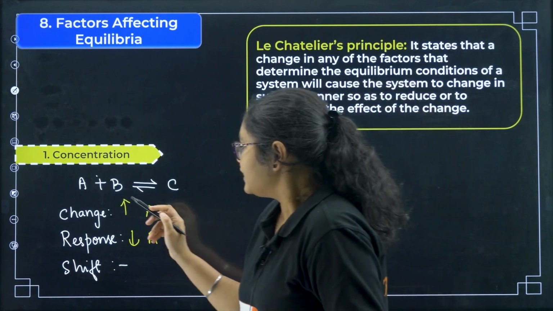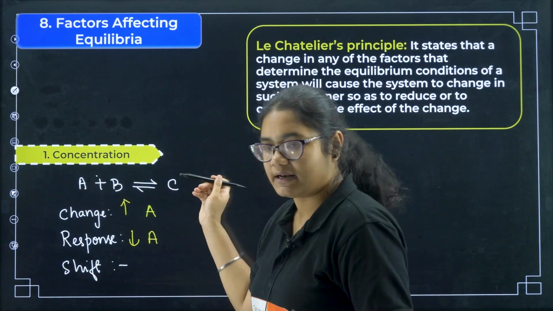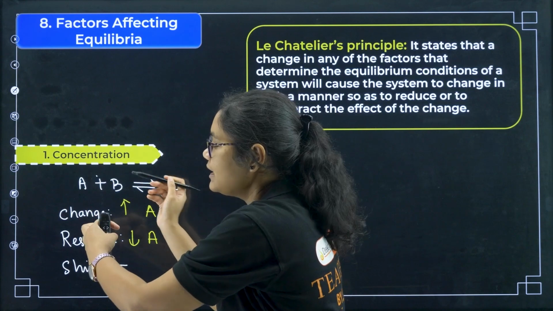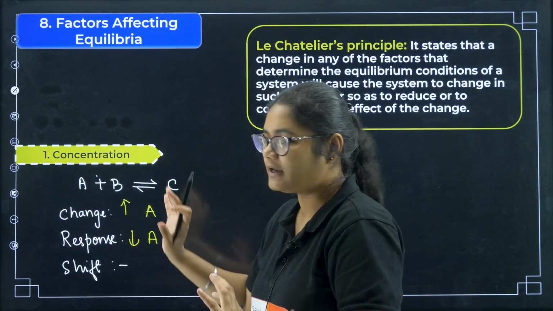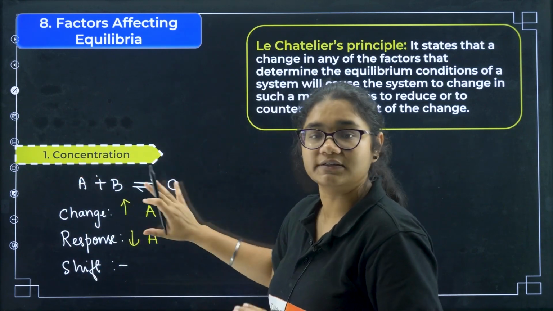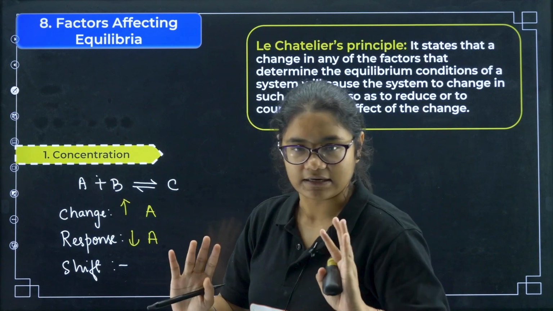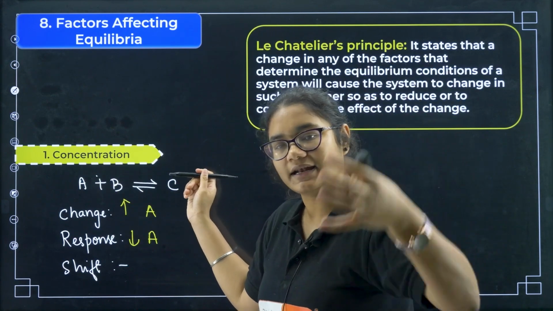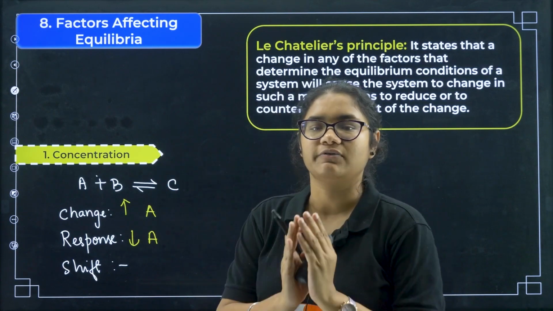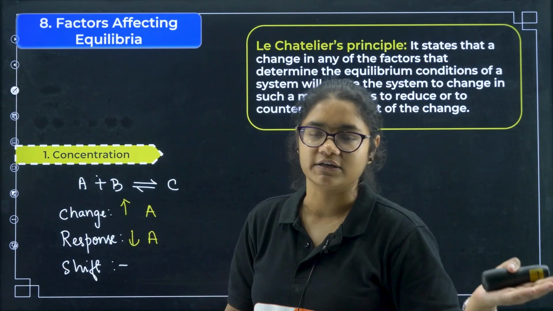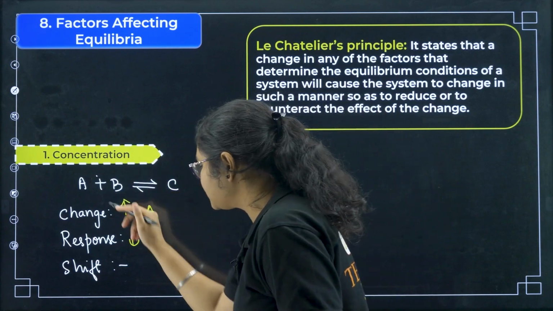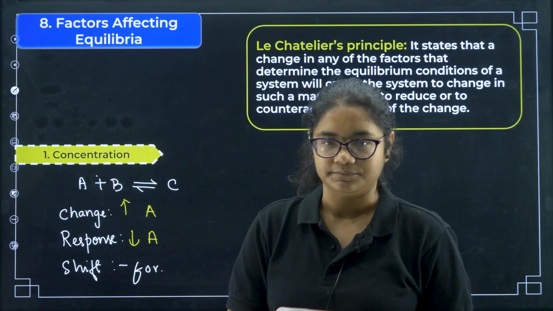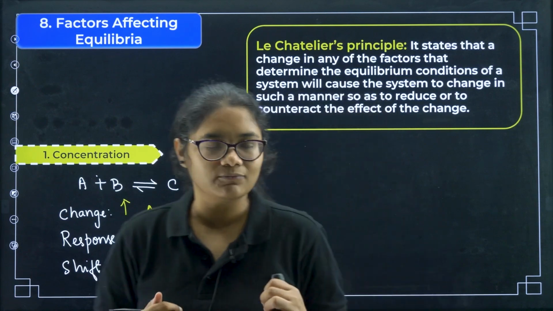Now see, if the reaction goes in the forward direction, what will happen? Whatever A you have added, that A will be consumed, right? That concentration of A will be consumed. So A concentration will decrease. You have added some extra A and the reaction is shifting in forward direction, that A will be used up, concentration of A will decrease till it reaches the original value, right? So in which direction in this case will the reaction shift? The reaction will shift in forward direction, right? Let us take one more example.